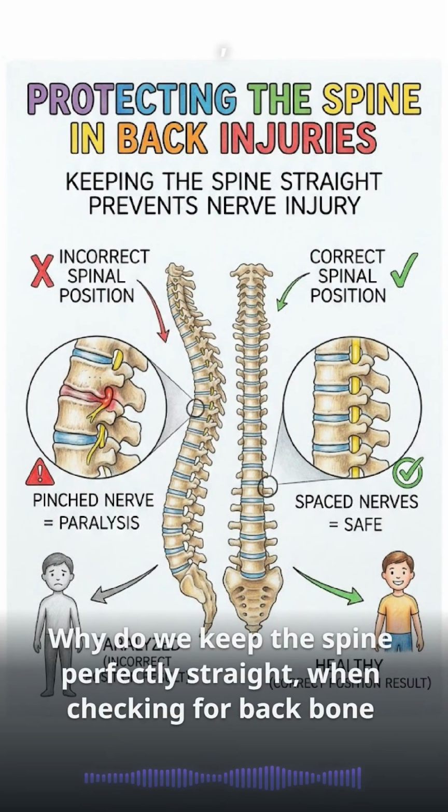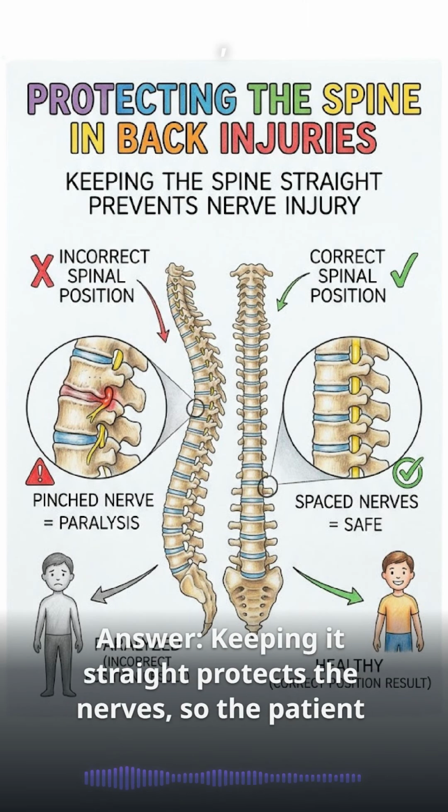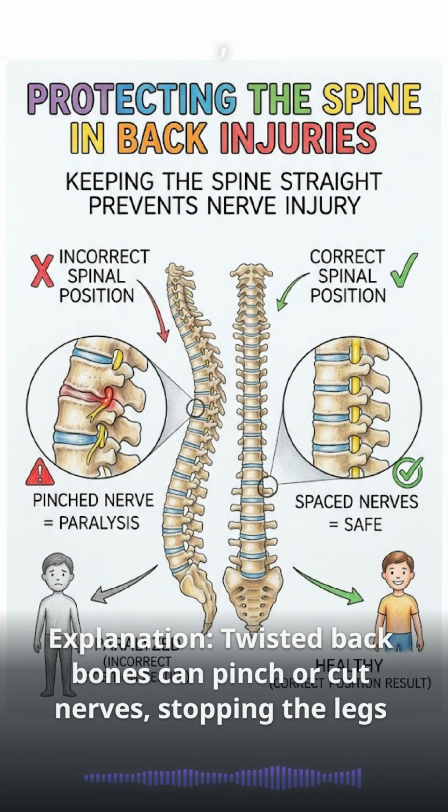53. Why do we keep the spine perfectly straight when checking for backbone injuries? Keeping it straight protects the nerves, so the patient does not become paralyzed today. Twisted backbones can pinch or cut nerves, stopping the legs from ever working.